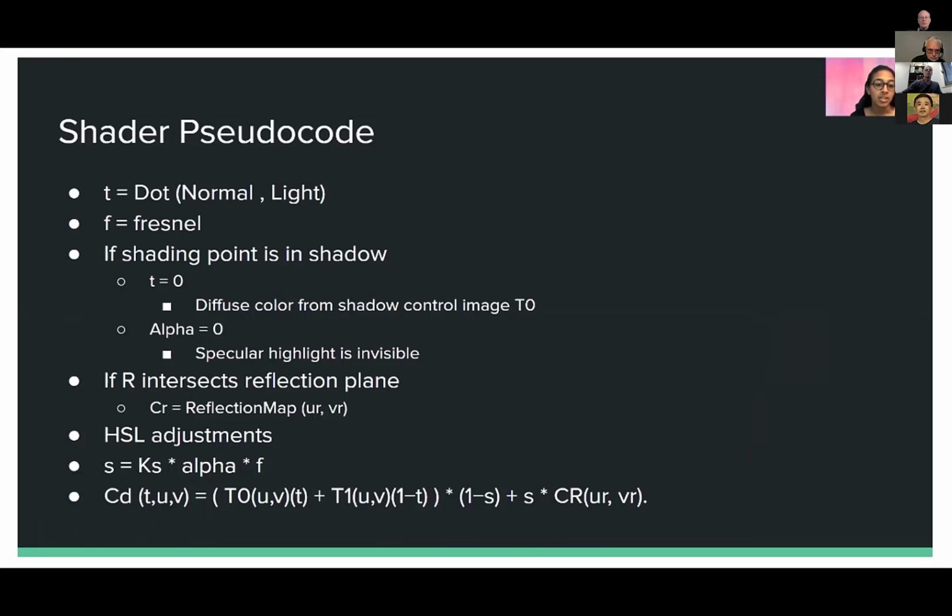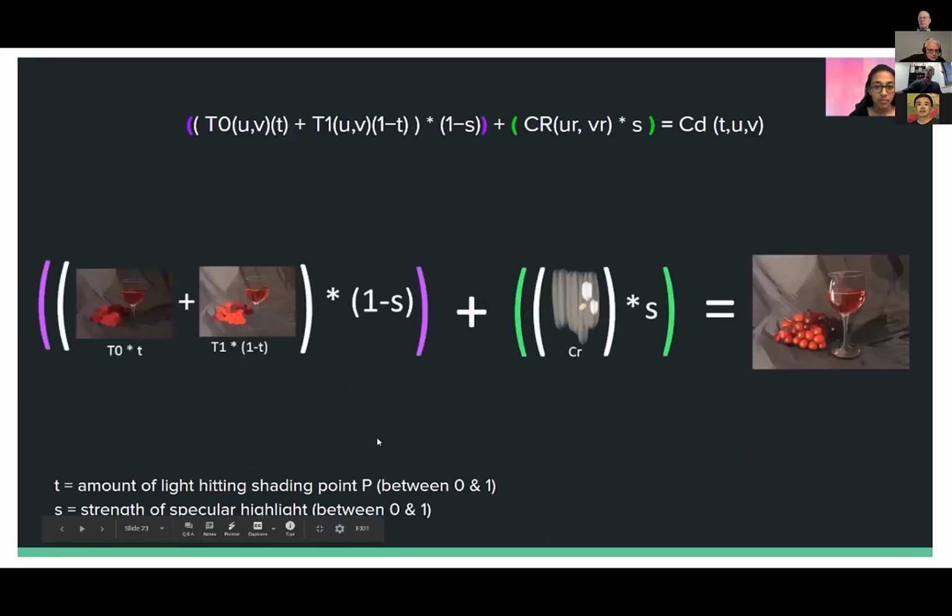The way the shader works in order to calculate the final color is we take the dot product of the normal and the light vector, and that gives us the amount of light that's hitting the shading point. We use that number in addition to this value S that's determined by the specular strength, the alpha, and the Fresnel value. We use those two values in order to calculate the final image. So the way it works is we're interpolating between the two control images, T0 and T1, based on the value T, which is the amount of light hitting the shading point. We then multiply that by the value S, and we add that to the specular image, the reflection map, which is also multiplied by S.